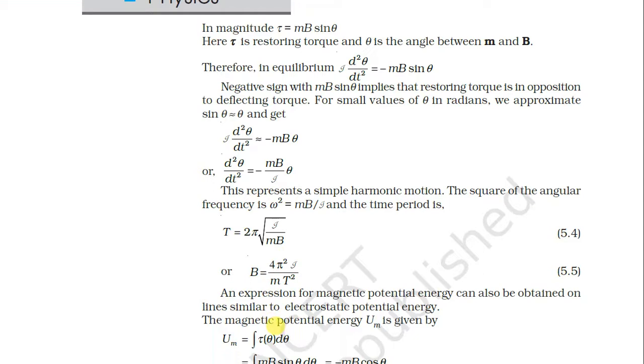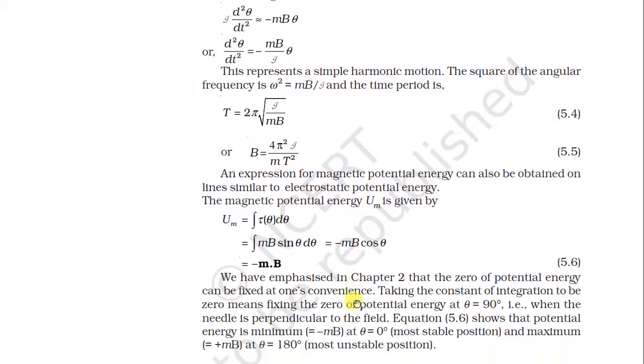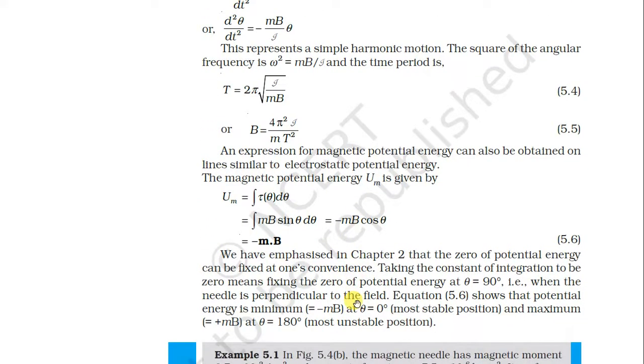Magnetic potential energy can also be obtained, similar to the electrostatic potential energy. The magnetic potential energy U_m is given by U_m = ∫ τ dθ = ∫ MB sin θ dθ = −MB cos θ. So it is equal to −MB.